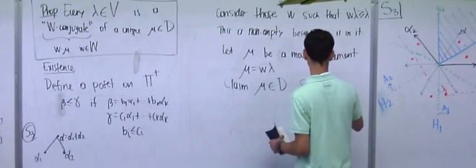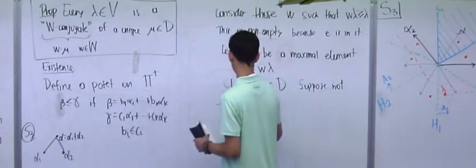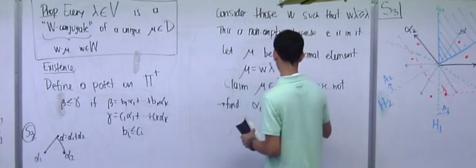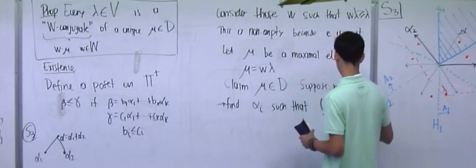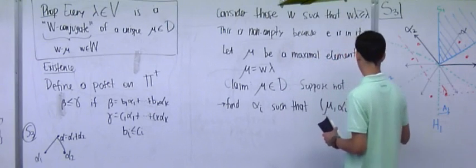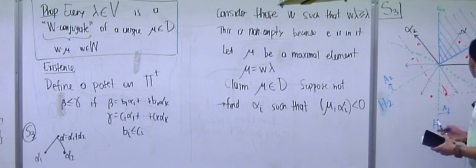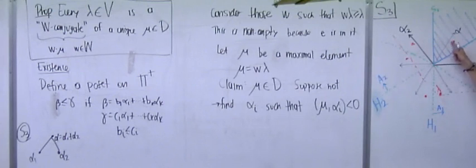So let's suppose not. That means that I can find one of the alphas such that the inequality is violated. Right? Meaning that you're on the wrong side of one of the hyperplanes. Okay.